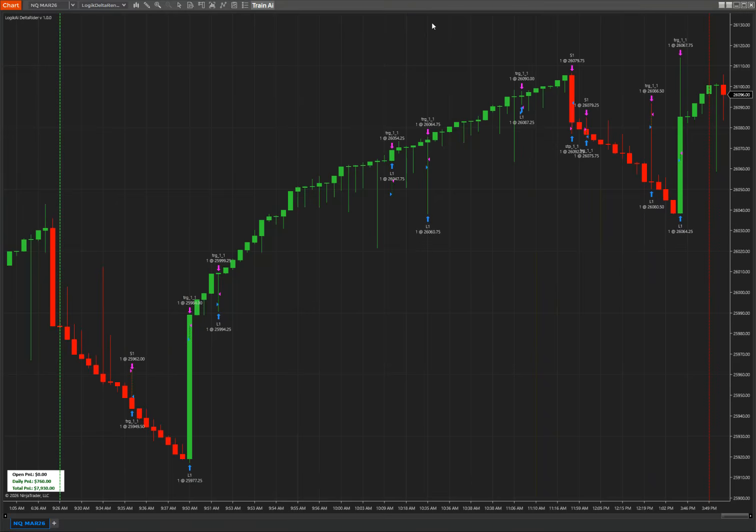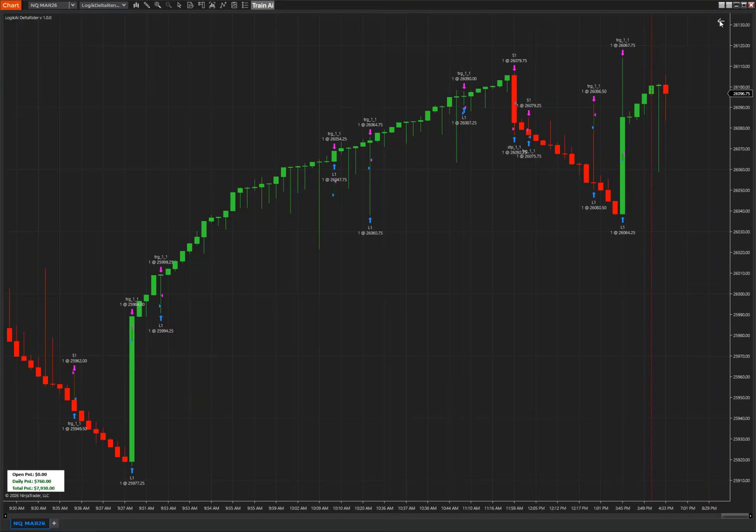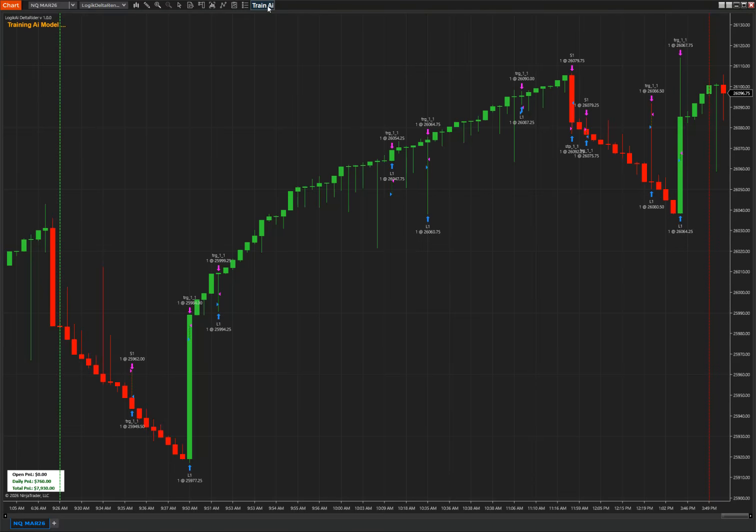And the next thing we're going to do is train the AI algorithm. In order to do that, you just hit this button up top that says train. And you're going to see up top it says training AI model. And this is going to go on probably for about 30 seconds.